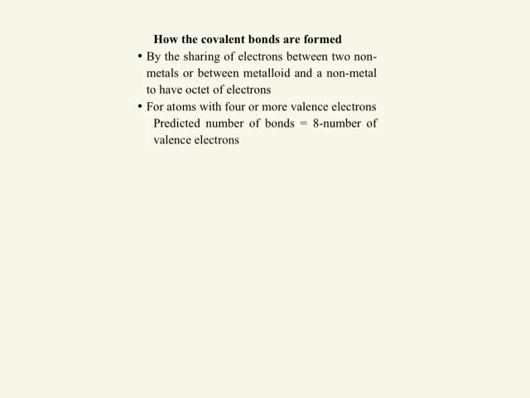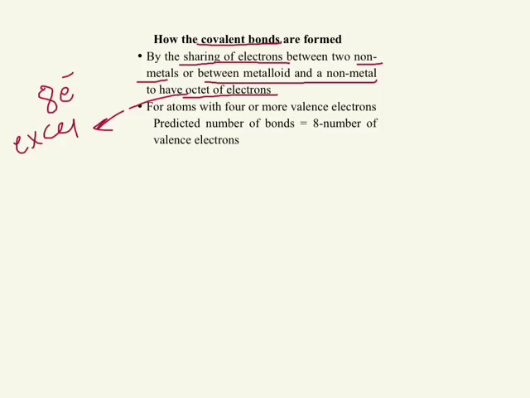Introduction to covalent bonding. How are covalent bonds formed? Covalent bonds are formed by the sharing of electrons between two nonmetals or between a metalloid and a nonmetal to have an octet of electrons. Again, what is an octet of electrons? It means 8 electrons in the outermost shell, except hydrogen. Hydrogen has 2 electrons. Hydrogen needs to have 2 electrons in the outermost shell to give the noble gas configuration of helium.